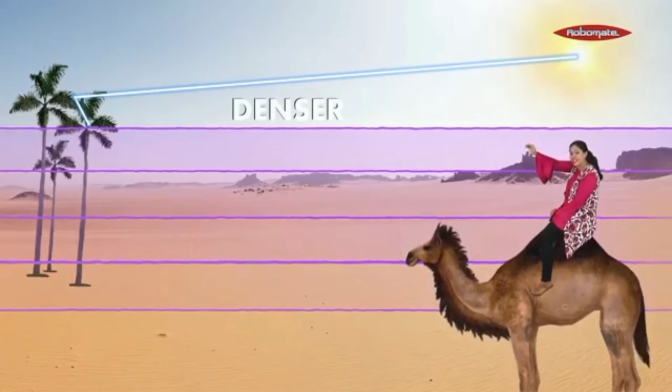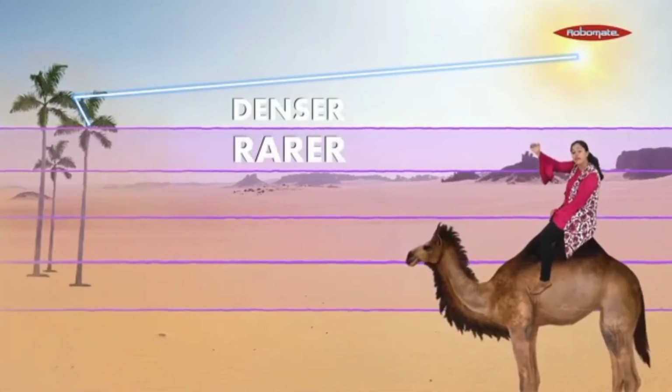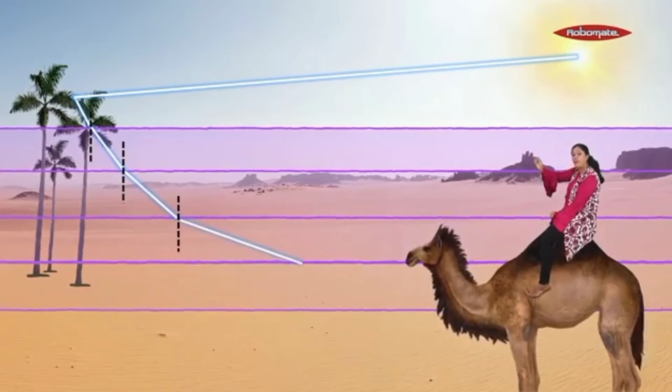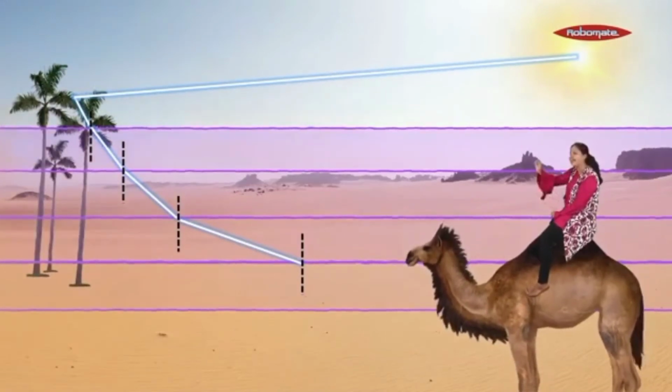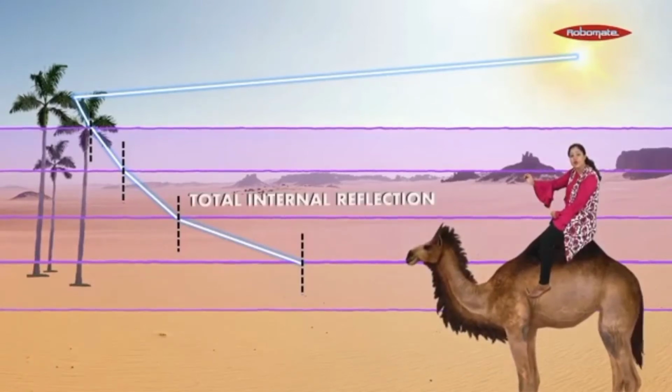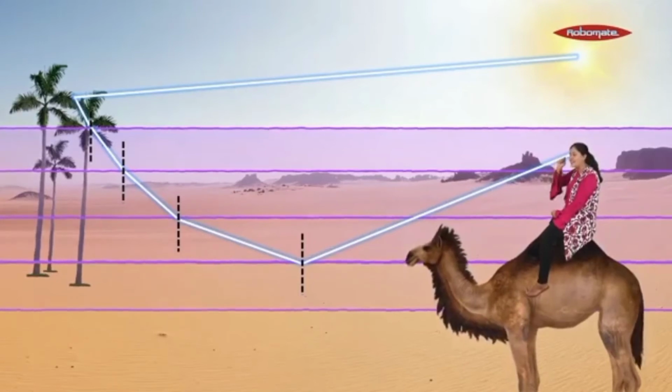Now, the first layer is denser. As and when the light is going from denser to rarer, it will keep on bending away from the normal. So, at each layer, you see the light is bending away from the normal. But at one point, the light will hit at an angle which is greater than the critical angle. And at that point, instead of undergoing refraction, the light will undergo total internal reflection and enter my eye. Now, once it enters my eye, the human eye always perceives that light travels in a straight line.